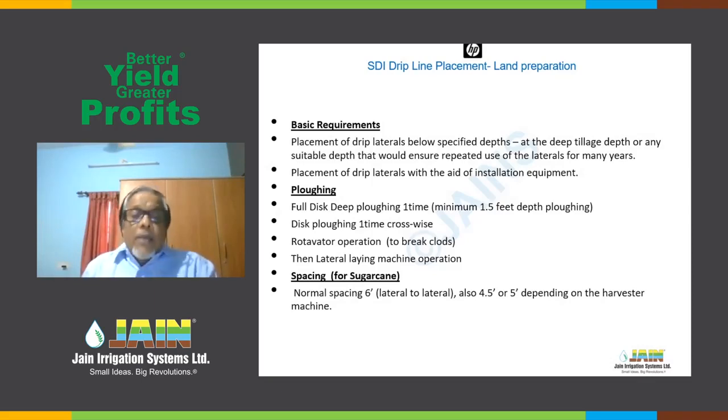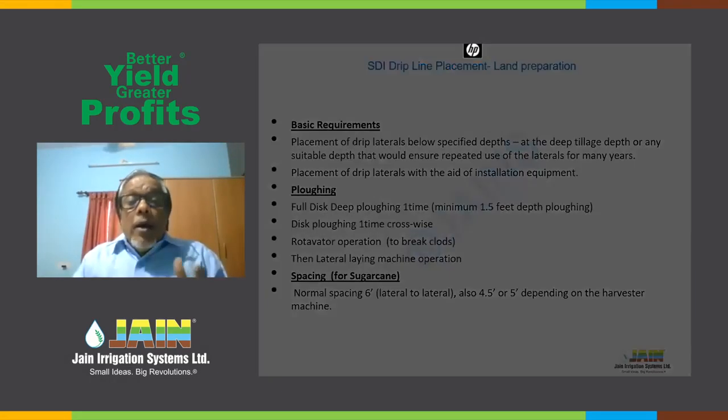For sugarcane, for example, the normal lateral spacing is 6 feet, or 4.55. This was originally decided by the sugar mill and the area, whatever they were following. But later, one more component has come to decide the crop geometry, that is the harvester. Harvester blades are fixed. If the harvester blades are fixed for 6 feet, then the planting has to be at 6 feet. Otherwise, it will miss the harvest.